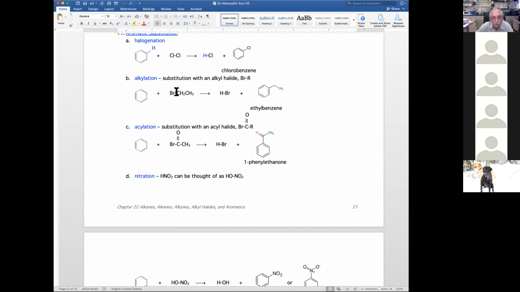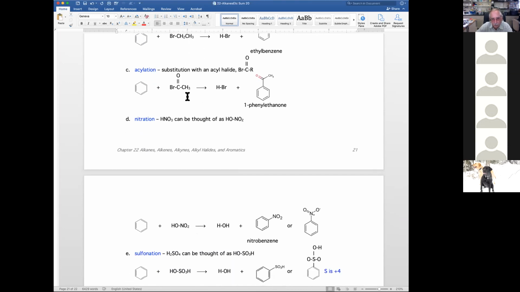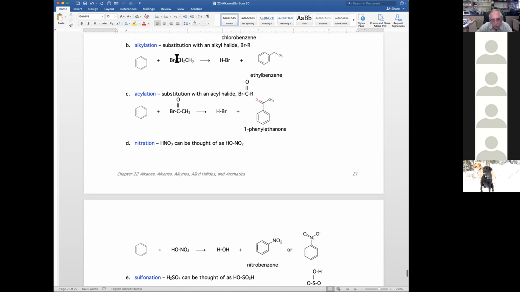Alkylation, notice that this is an alkyl group. I take off a hydrogen from here, combine with the bromine, and now that alkyl group needs somewhere to go, so it goes to that carbon. Acylation. So this right here is the acyl group. This is the alkyl group. This is the acyl group. So again, you're making a small molecule, simple molecule. Now that carbon needs another place to go, so it goes to replace where the hydrogen was, since the hydrogen was taken away by the bromine.